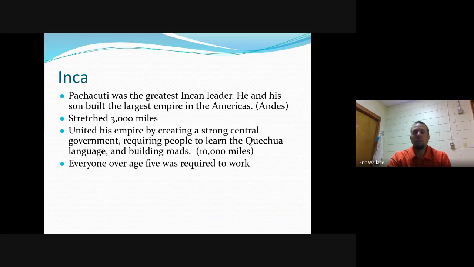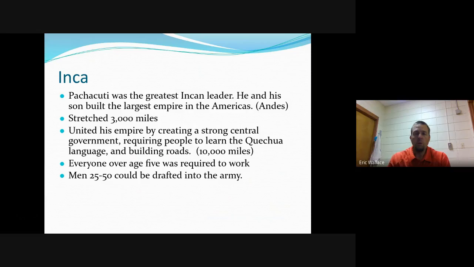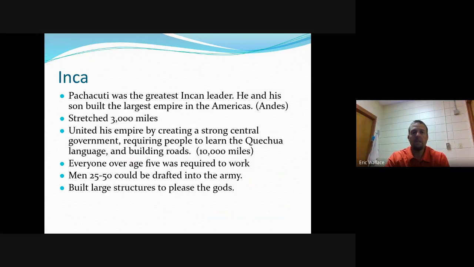If you were 5 years or over, you were required to work. Obviously, the little 6-7-year-olds couldn't do what the older men could, but they had jobs. So you were required to do some sort of labor. If you were 25 to 50, you could be drafted into the army. You didn't have a choice. Again, because they were also another group that went out and conquered other individuals and had slaves and sacrifices as well. They built very large structures to please their gods.